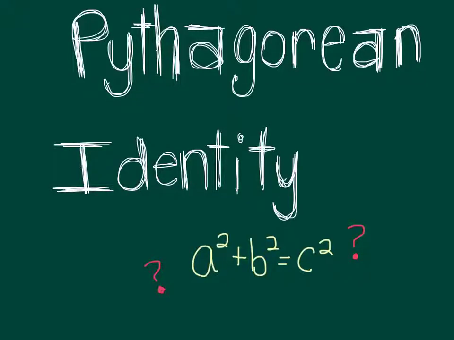This video is going to be about the Pythagorean identity. Most of us have heard of the Pythagorean theorem, a squared plus b squared equals c squared. But this video will help us see how this relates to our trig functions.